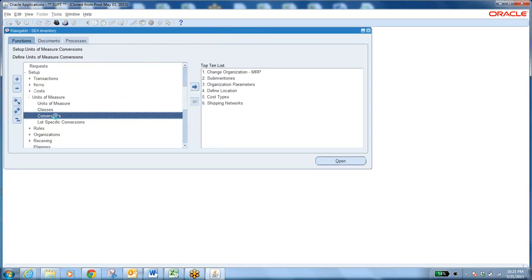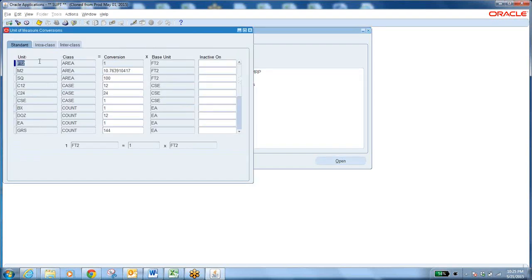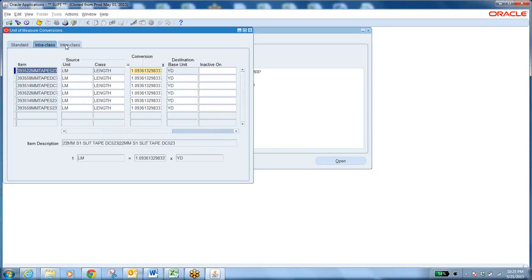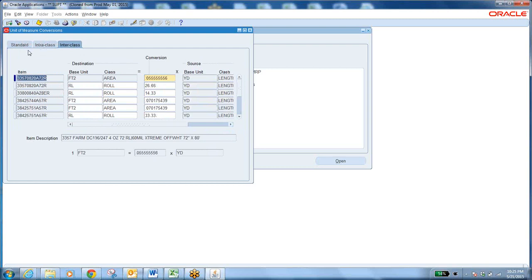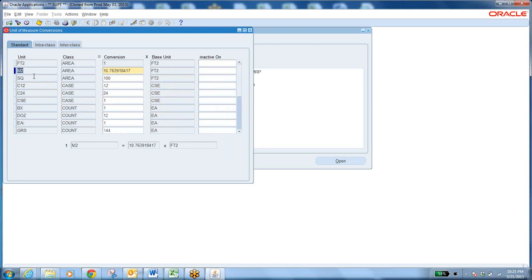Now go to conversions. For every unit of measure, like square meter, there is intra-class and there is inter-class. What is that? It is item specific. See, the standard is this. Let us take a simple example: dozen equals 12 eaches. Eaches means numbers. So always it is standard, dozen equals 12.